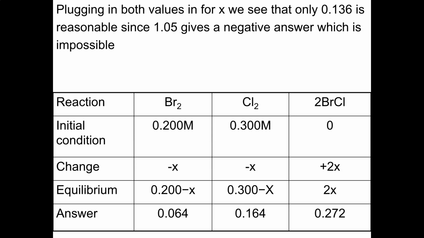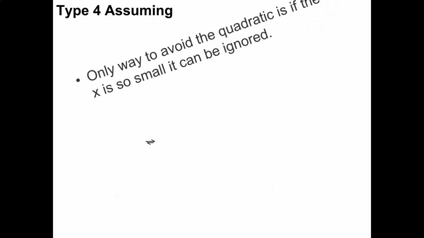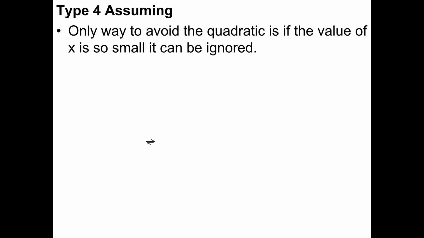Not fun at all. So the question is, how do you avoid a quadratic when this kind of scenario presents itself? We can't do perfect square. Because perfect squares, you're out for this, right? It's your way of avoiding the quadratic. Well, that's what type 4 is. You assume X is so small that when we subtract it from the initial concentration, the concentration is not going to change. That's what assuming is.